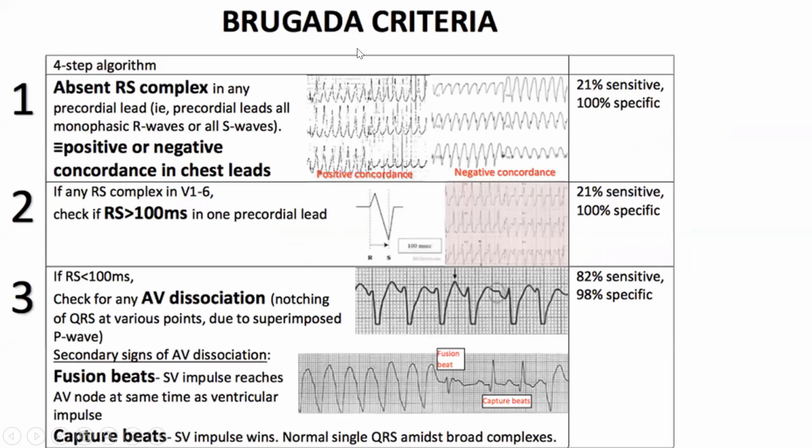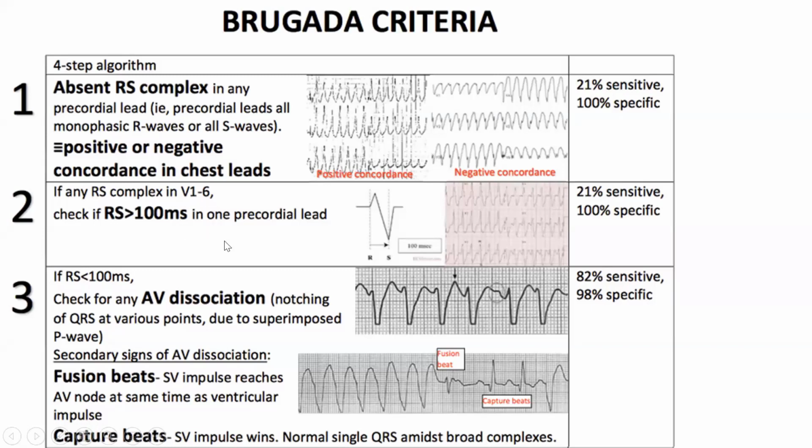We'll talk about the Brugada criteria, which is a four-step algorithm with good specificity. Starting first step by seeing the absent RS complex in any precordial lead. So if all chest leads are in the same direction, whether positive concordance or negative concordance, this is specific for VT. If not, we go to the second step. That's RS greater than 100 milliseconds.